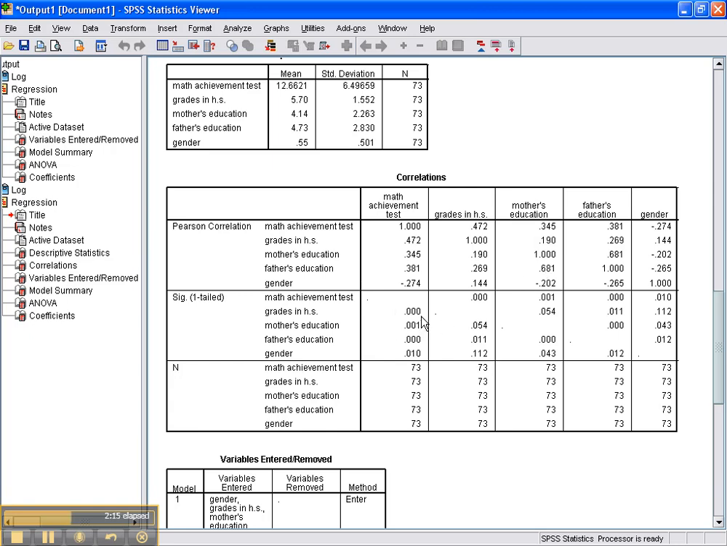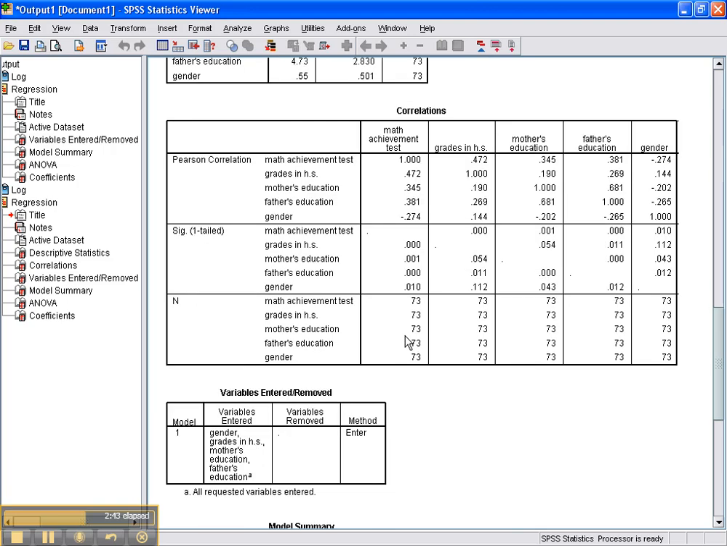Here we have the significance levels of all of our correlations, all right, and their relationship to math achievement test. So if I were to ask the question, if the correlations are significant between grades in high school, mother's education, father's education, and gender, and math achievement test, the answer for all of them would be yes, because the value is less than 0.05. All right, but you remember that from correlations.